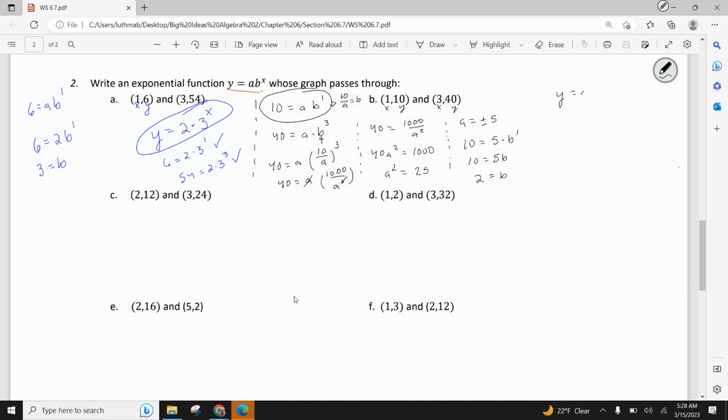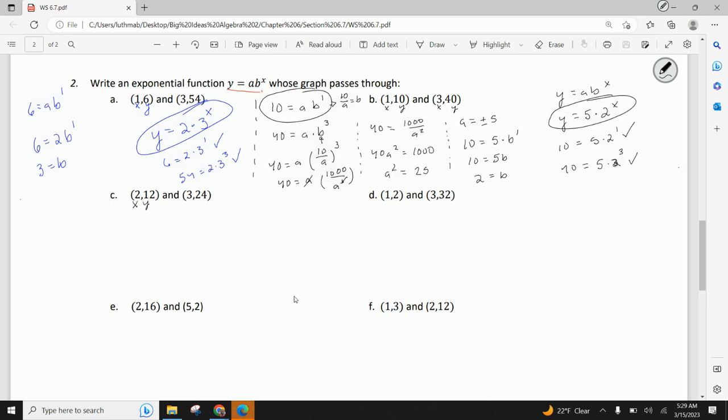So I'm guessing in this form, a b to the x, that my equation is going to be y equals 5 times 2 to the x. If I plug in 1 comma 10, does it work? Yes. If I plug in 3 comma 40, does it work? Two to the third is 8 times 5 is 40. So I think I'm going to have my own question answered here down below, but we'll try it again anyway.